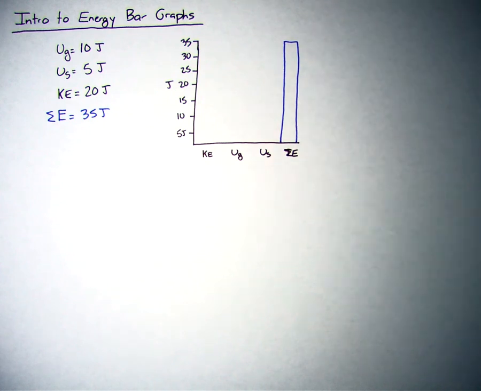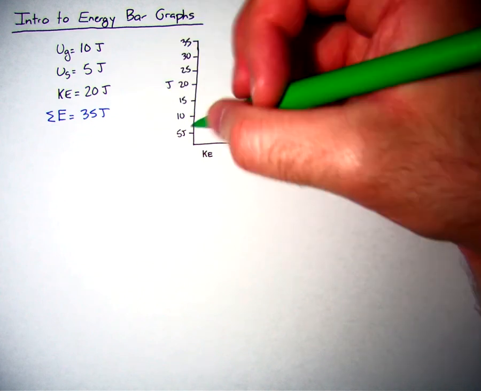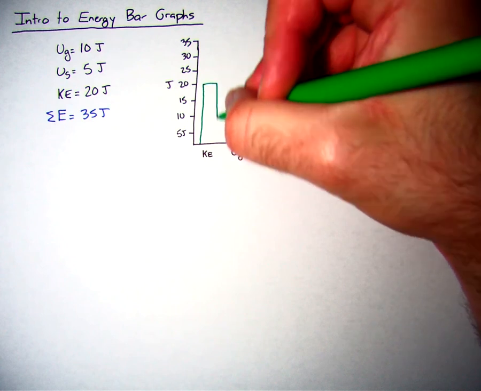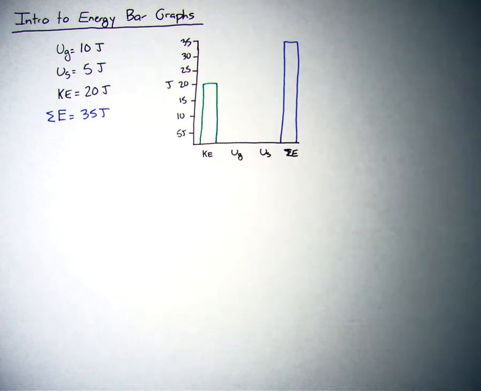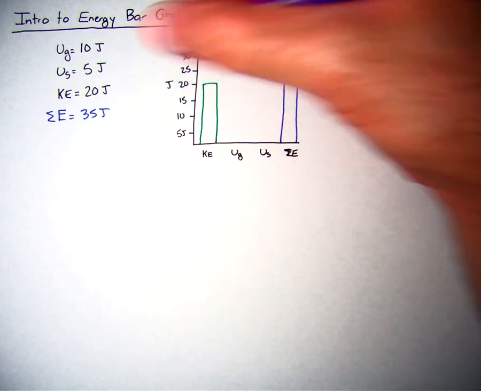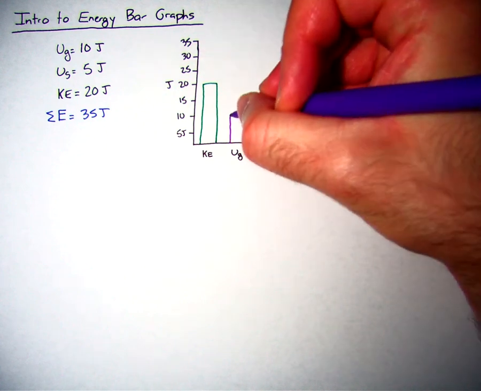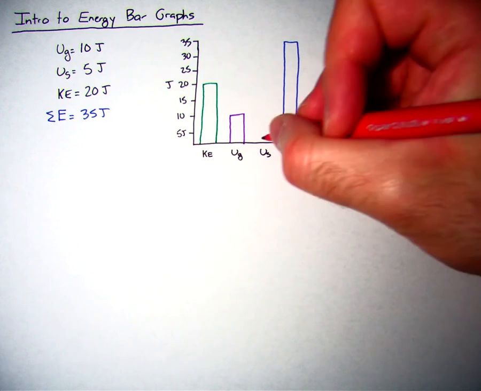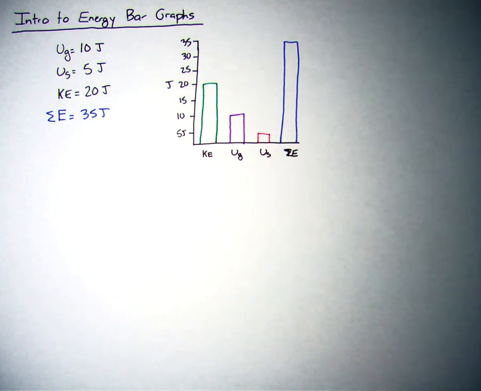Now the next one I'm going to draw is my kinetic energy. Kinetic energy is 20 joules. So I'll go up to 20 joules, then back down. Then my next one is my gravitational potential energy, which is 10 joules. So I'll draw the bar up to 10 joules and back down. And then the last one that I have is my spring potential energy, which is just 5 joules. So I'll draw my 5 joules and then come back down.